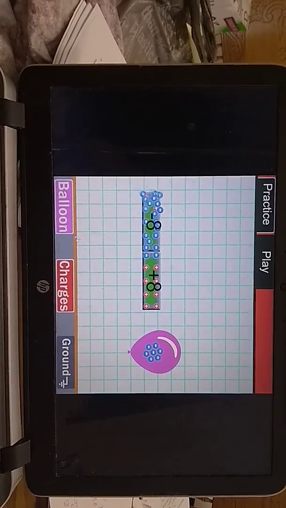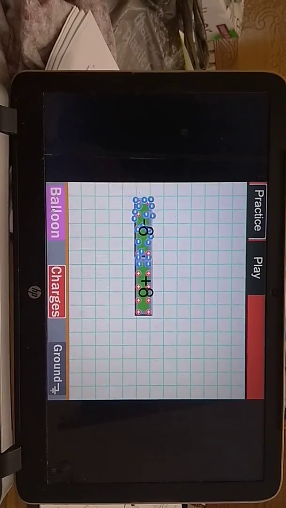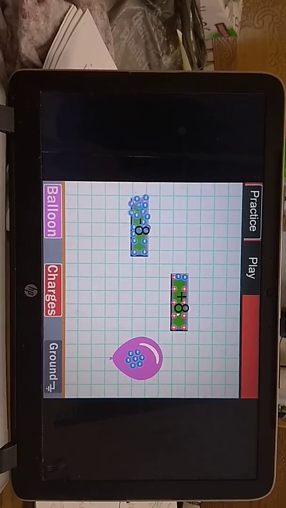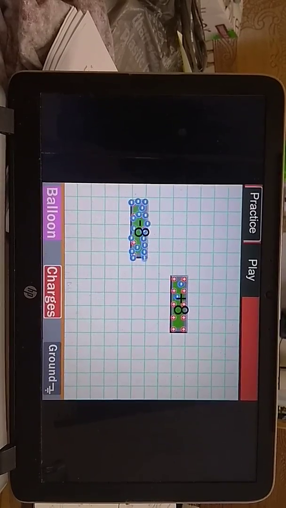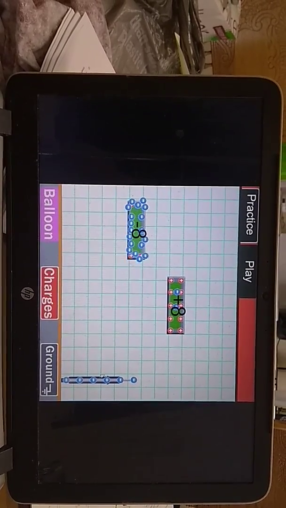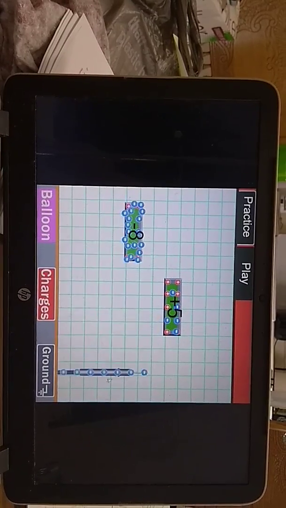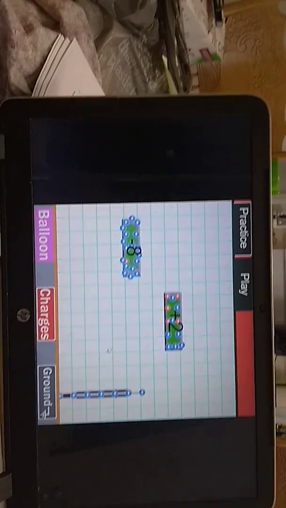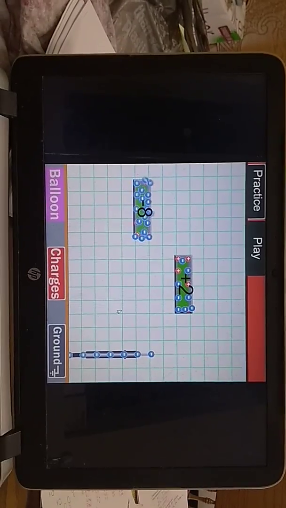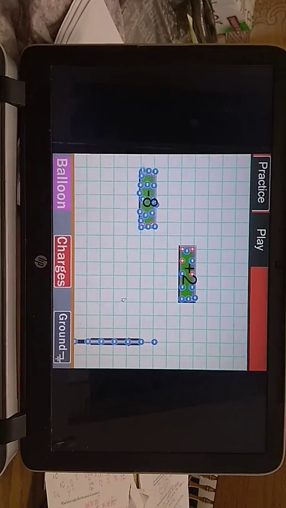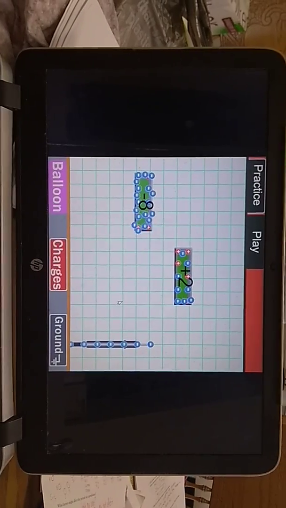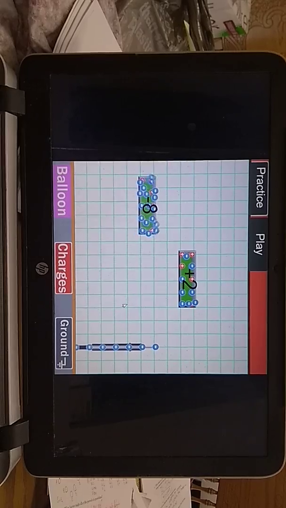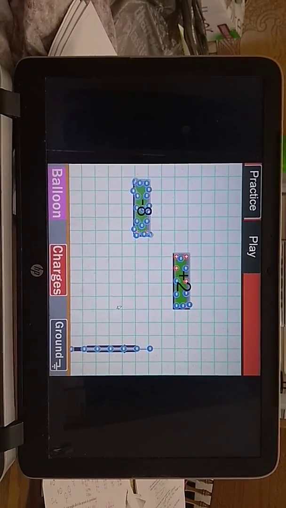And then I'll explain this in a later video, but what I'm going to do is separate this, and now I'm going to remove the balloon, and I'm also going to get some more negatives up there. Okay. So now what I have is one object that has a charge of -8, extra electrons. The other object has a charge of +2, so two more positives than negatives.